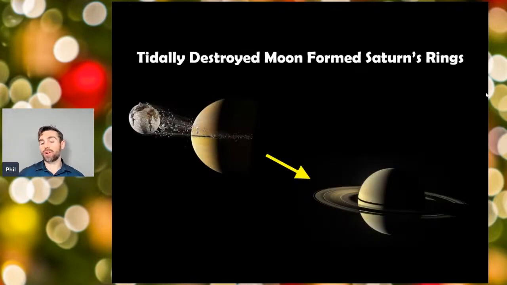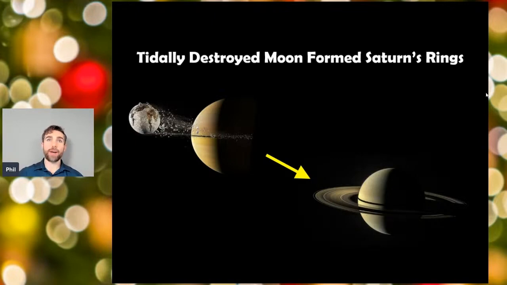Now, the next one is from a tidally destroyed moon. So here we have Saturn's rings. Saturn's rings are more significant than the other ones. Jupiter, Uranus, Neptune, they all have rings, but they're not very large or massive. We struggle to see them from Earth. But Saturn, you can again see those with a really small telescope. And we think that those rings were formed from a tidally destroyed moon.